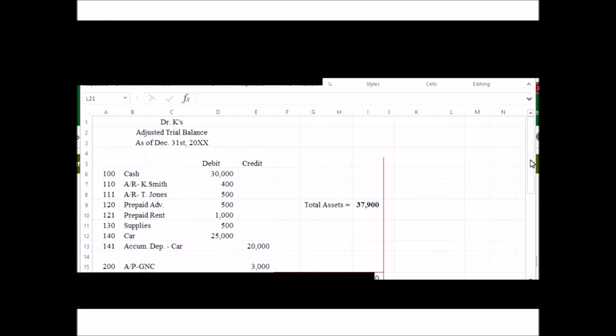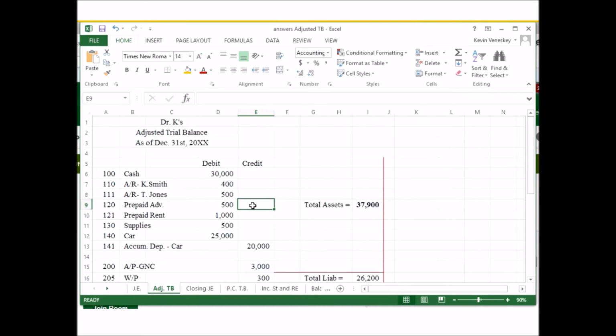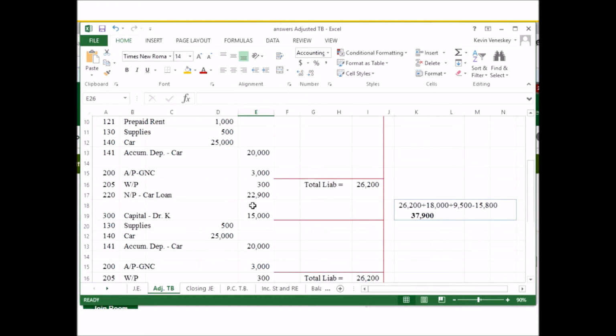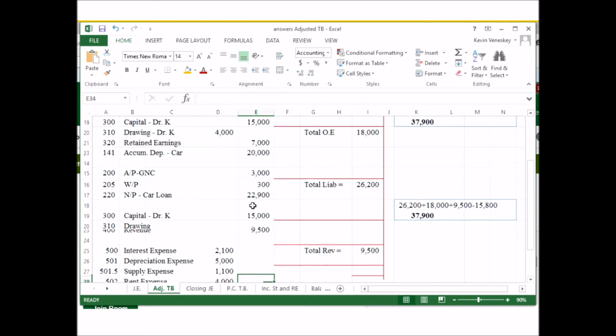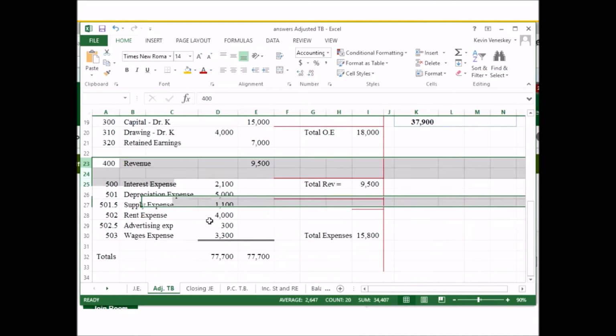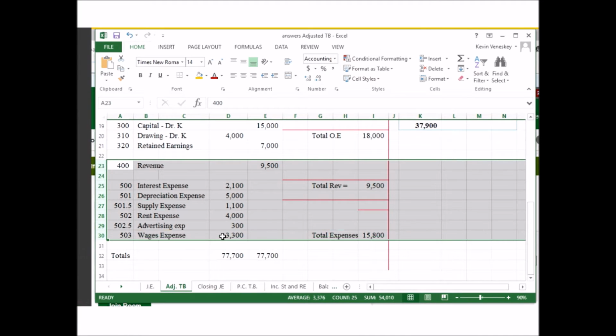Okay, we're ready to look at our example. Again, I'm going to pull up the Dr. K that we did with the closing entries. So here's the adjusted trial balance again. It's always good to start with our adjusted trial balance for both the financials and the closing entries. The first item we do is our income statement. Remember I said that's our 400 and 500 accounts. That's our revenue and expenses.